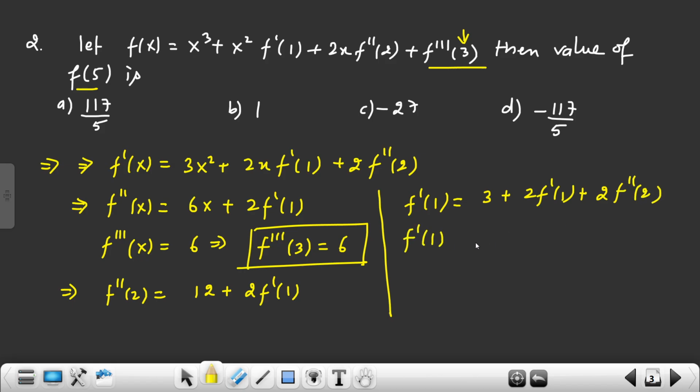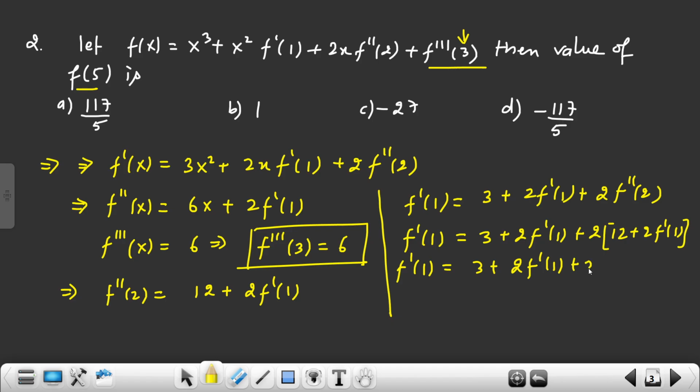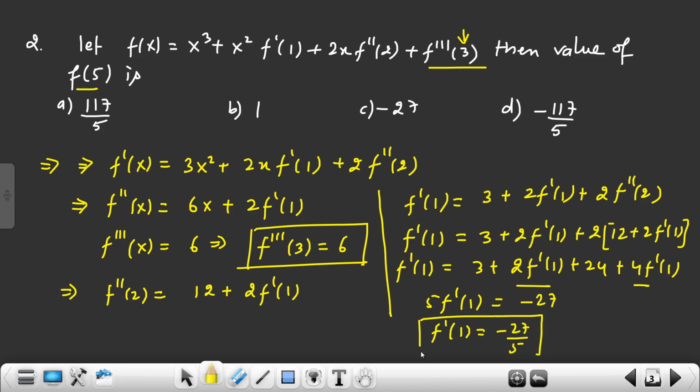Now f dash 1 is 3 plus 2 f dash 1 plus 2 f double dash 2, and f double dash 2 is 12 plus 2 f dash 1. So f dash 1 equals 3 plus 2 f dash 1 plus 24 plus 4 f dash 1. 4 plus 2 is 6, 6 minus 1 is 5 f dash 1, and this is 27, so minus 27. So f dash 1 value is minus 27 by 5. Once you get f dash 1, you can automatically get f double dash 2.